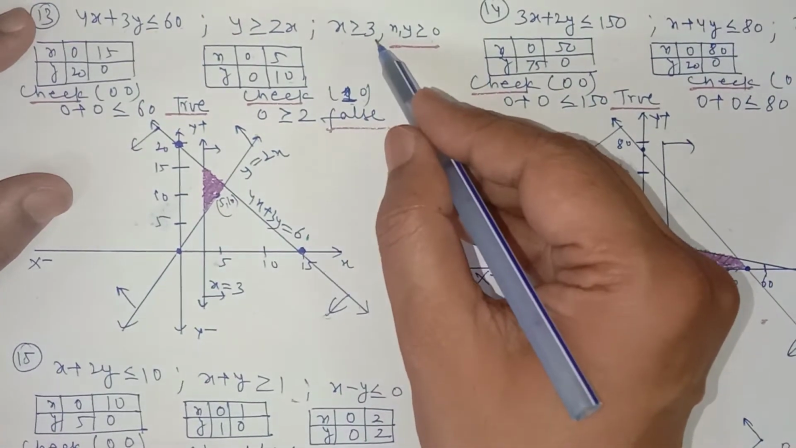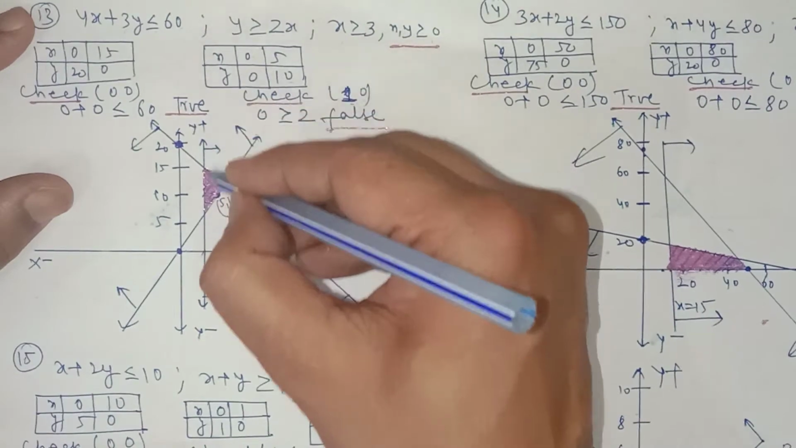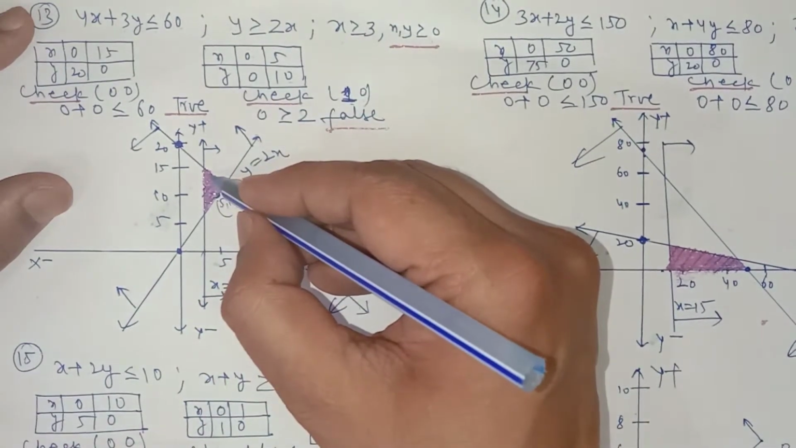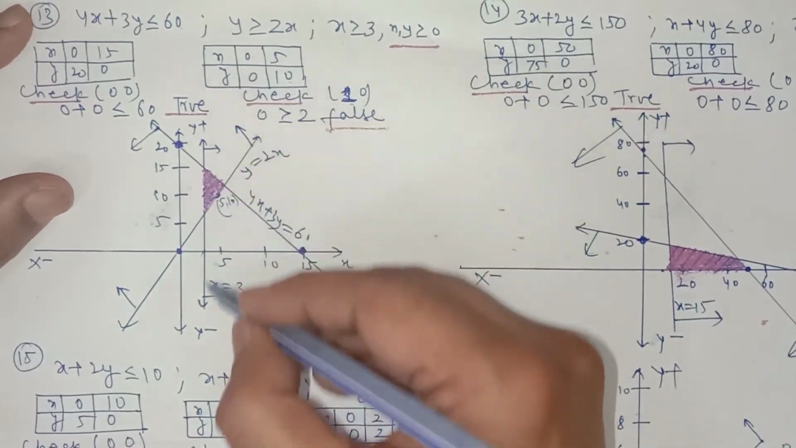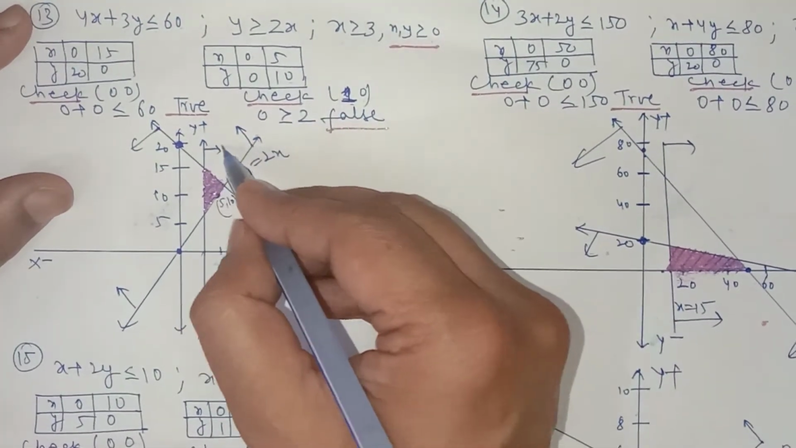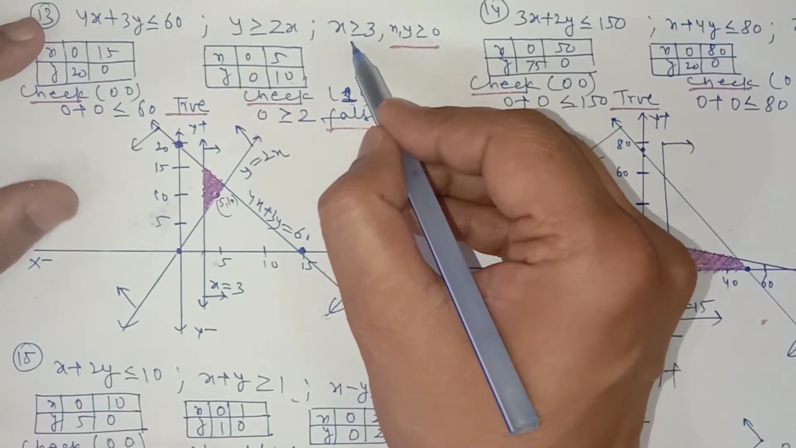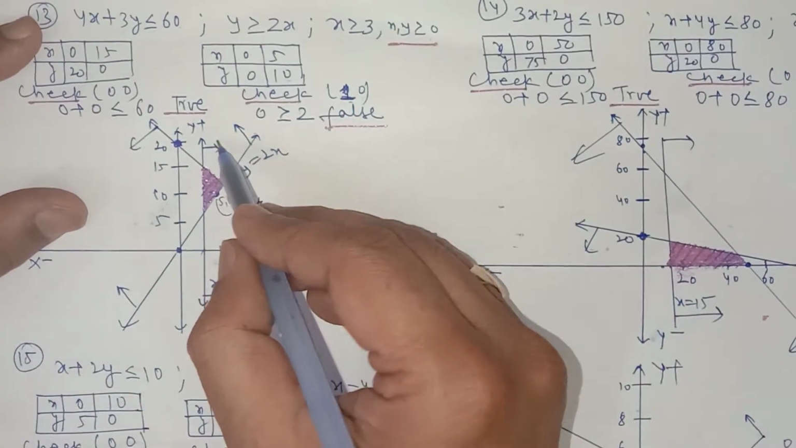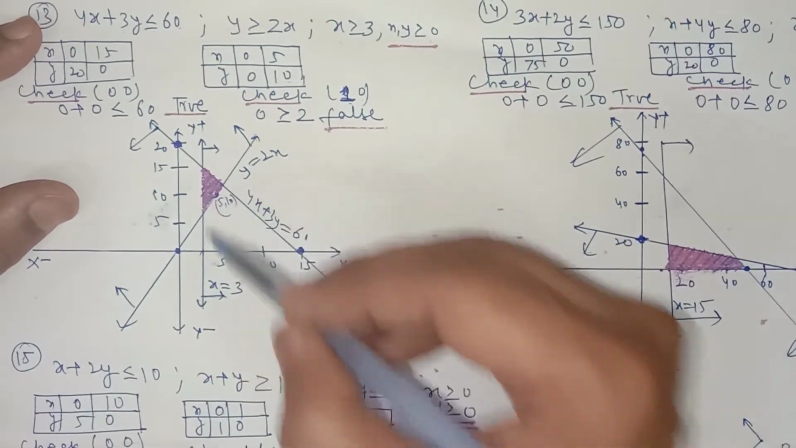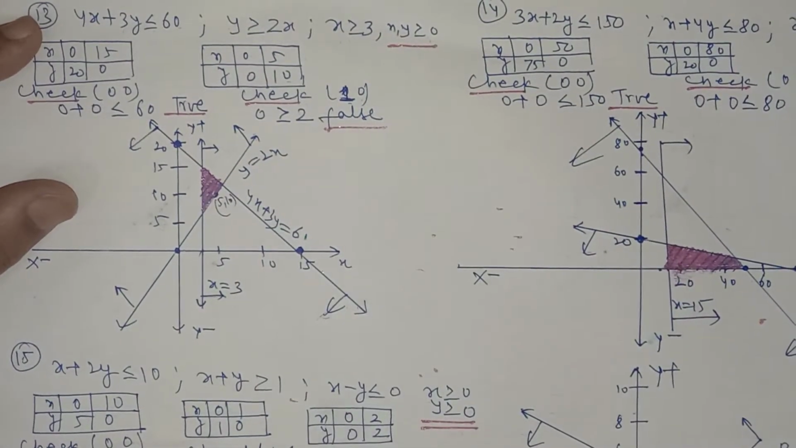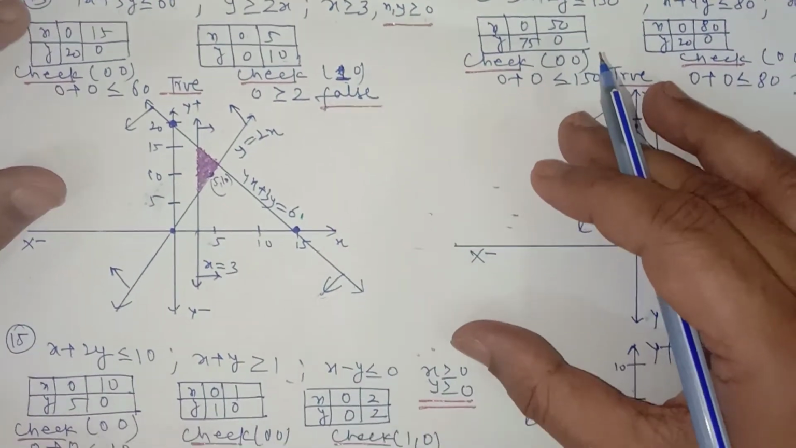And x greater than or equal to 3, so x is equal to 3 is this. Draw a line parallel to the y-axis, because if the line equation does not contain the y coordinate, then the line is parallel to the y-axis. So x is equal to 3 is the line, and it will be towards the right, because the solution for x greater than 3 will be towards the right. So see the direction of all the three lines, and the common shaded portion will be this. See the direction of each line carefully.